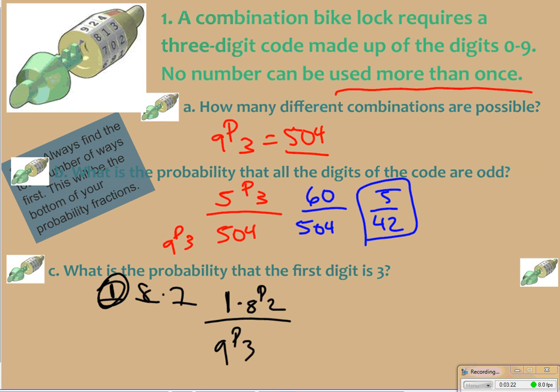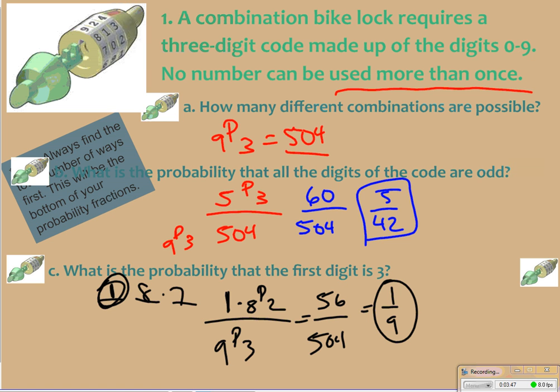The reason for that is because you're taking away that first digit. That first digit has got to be a 3. That means there's only one possibility for that, and that is going to be 3. After that, then I've got possibilities. So what this ends up becoming is 56 over 504, which simplifies to 1/9. So 1 out of 9 chance that you're going to do that.